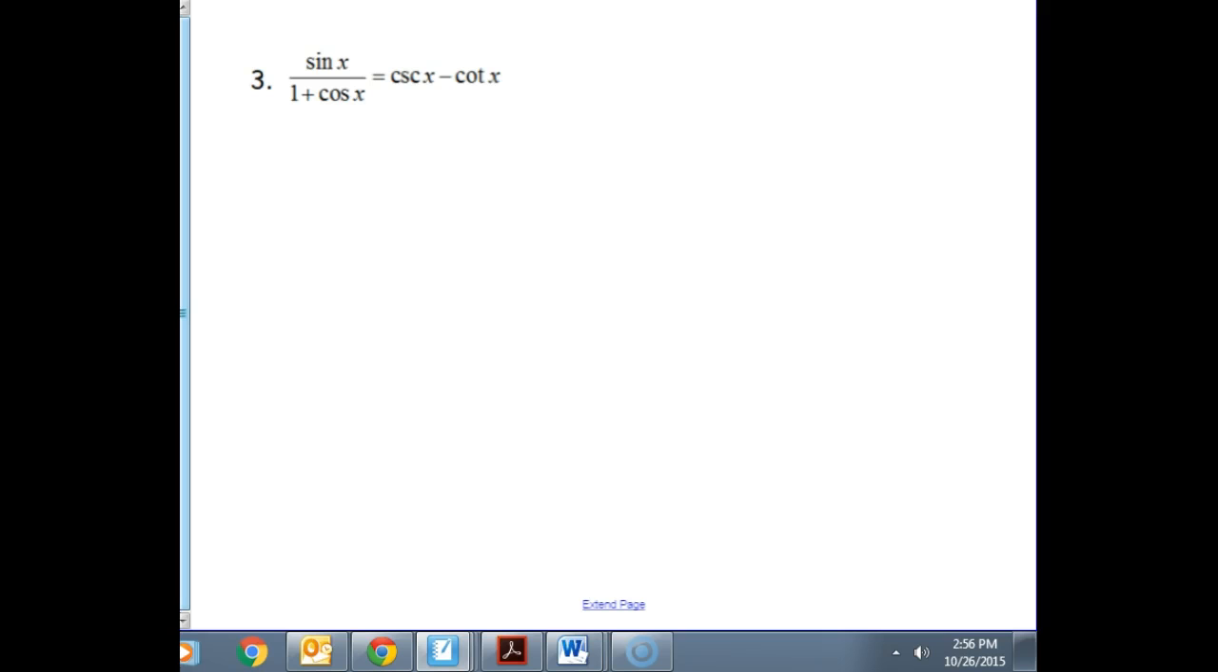Number 3. Okay, again, on this one, the left side actually has more we can do with it because it's a fraction. I always try to pick these fractions, okay? So, let's see.